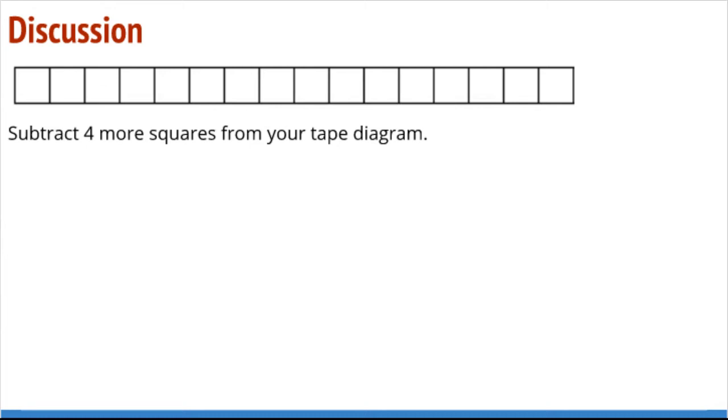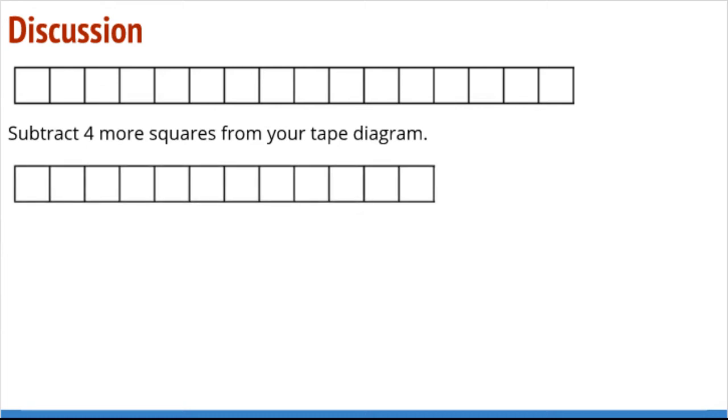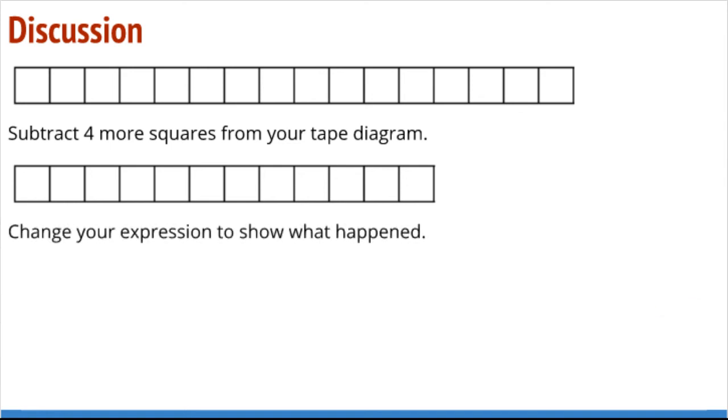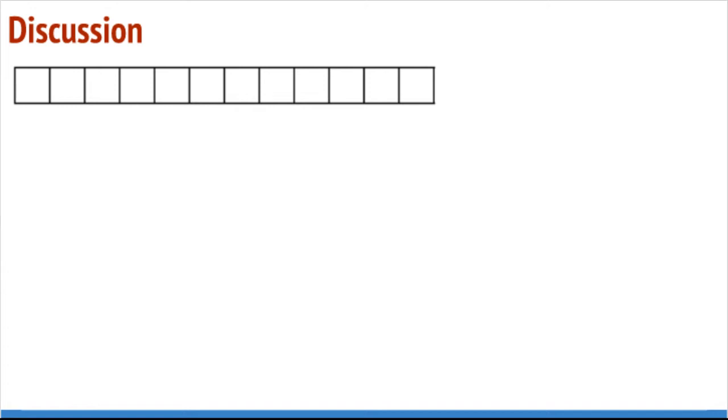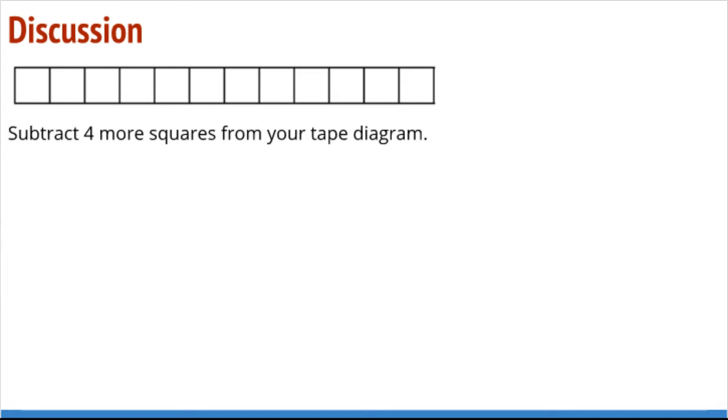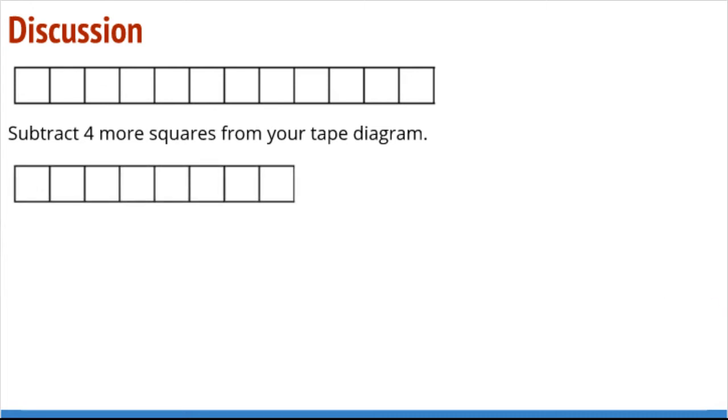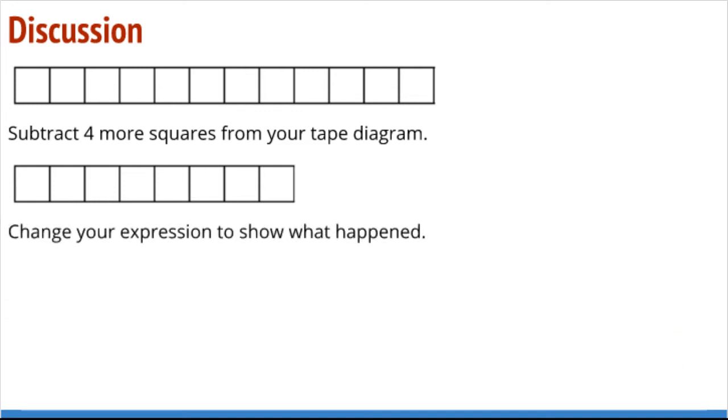And change your expression to show what has happened. So we're still working with the same expression, but we're just going to continue it. We had 20, we took away 4, and now we've taken away 4 more. So now we've got this many squares. And if you haven't figured out, we're going to subtract 4 more squares from the tape diagram. So here's our new tape diagram. We've got 4 less. And you may have figured out we're going to change the expression to show what happened.